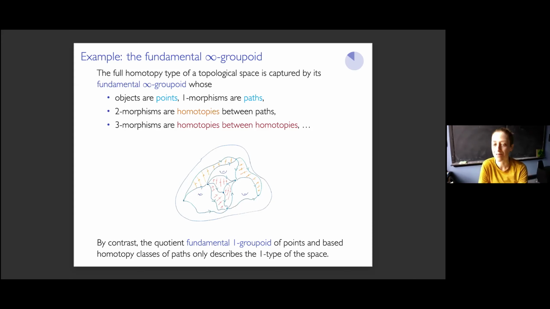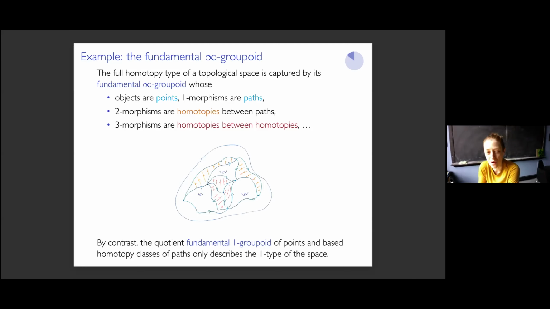So what is this infinity groupoid? It has objects, which are the points in the space. So we have one fixed ambient space, this surface of genus 3 in the picture I've drawn, but any space will do. The one morphisms are paths between those points. You can think of those as continuous functions from the standard interval into your space if you want. And then two morphisms are homotopies between paths. So in the picture here, I've drawn some homotopies in orange between paths.